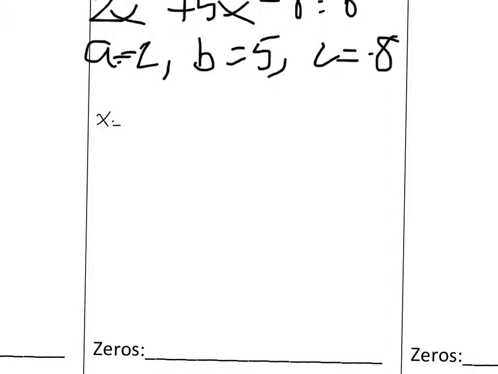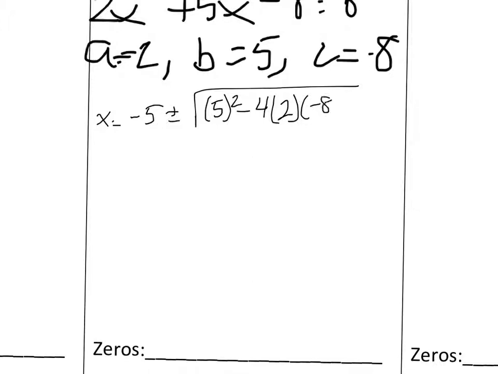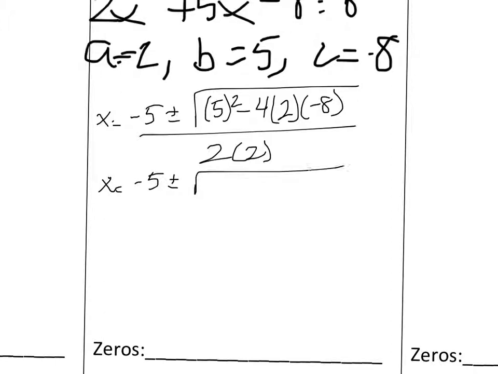X equals the opposite of b, so negative 5, plus or minus the square root of b squared. So 5 squared minus 4 times a, which is 2, times c, which is negative 8, all over 2 times a. Here we go, negative 5. You always simplify what's inside the square root first. 25. Well, this is, let me focus in right here, negative 4 times a negative 8, so it's got to be positive. So we get 4 times 2, which is 8, and 8 times 8, which is 64. Remember, it's positive, so it's plus 64.